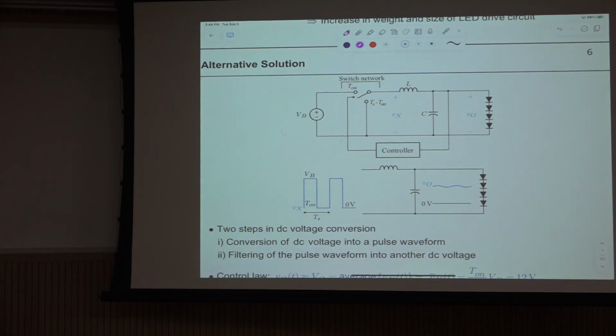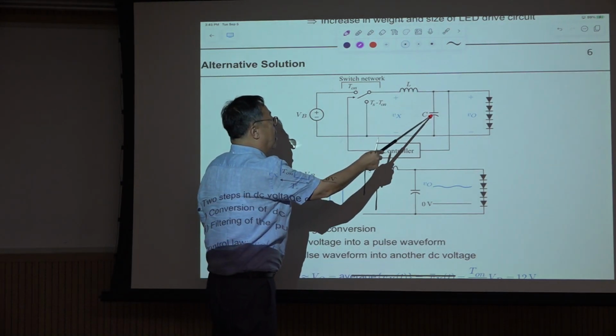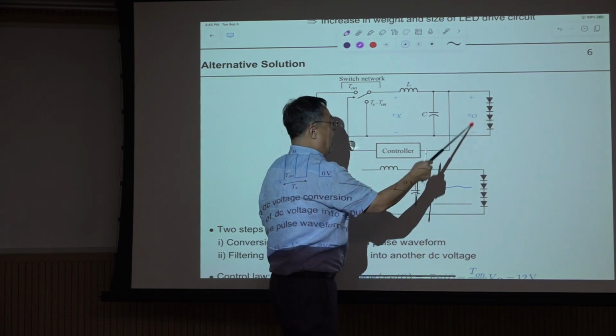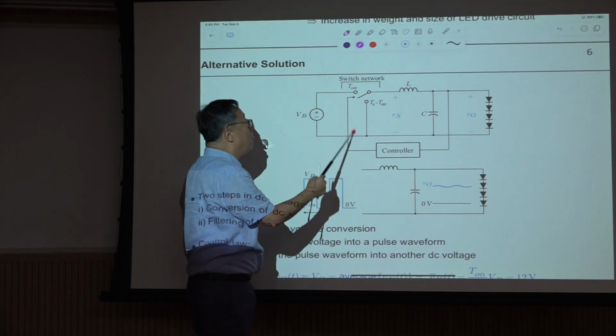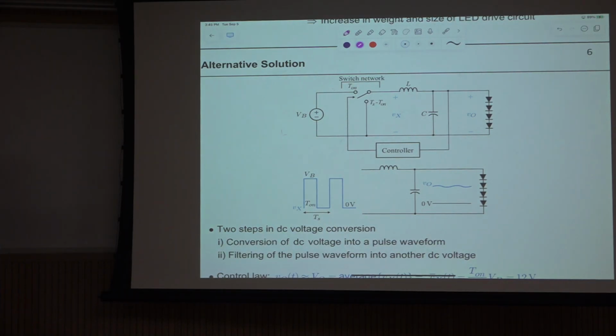So we have an alternative solution here. The situation is the same as the previous resistive case, but here we have this part and an LC filter between this battery voltage and this LED string, the load, right? And here is also a controller. So it is a little bit complicated compared to the previous resistive approach, but it has a big advantage.